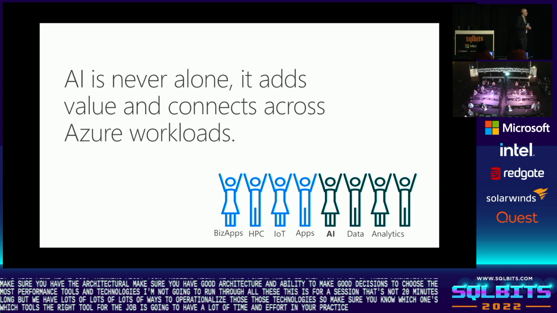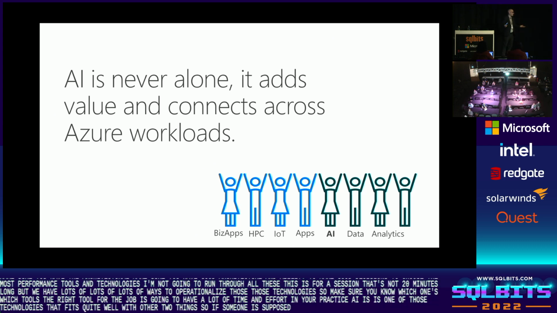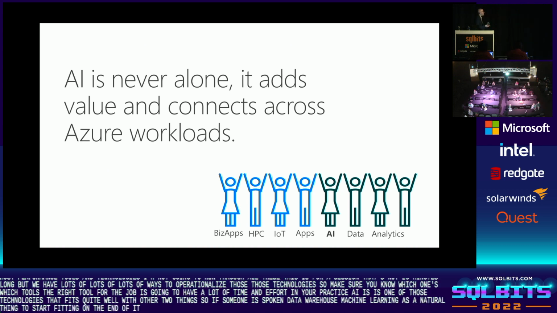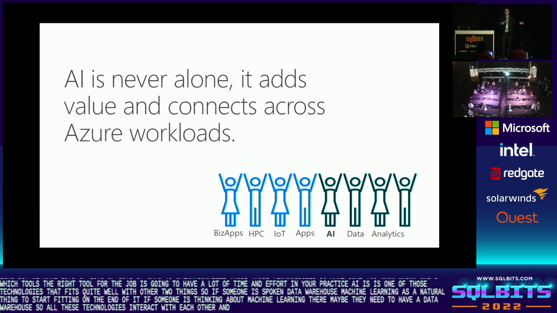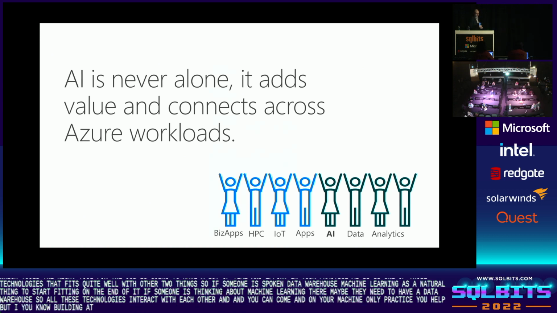AI is one of those technologies that fits quite well with other things. If someone is developing a data warehouse, machine learning is a natural thing to start fitting on the end of it. If someone is thinking about machine learning, then maybe they need to have a data warehouse. So all these technologies interact with each other, and you help your machine learning practice by building in with the other practices.